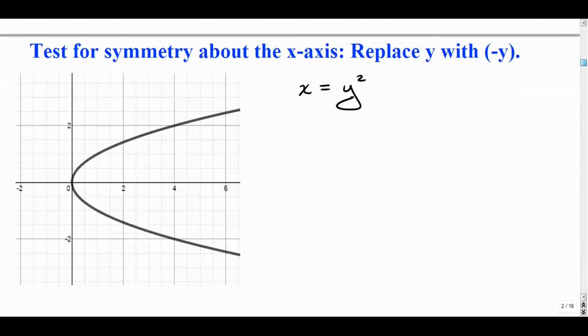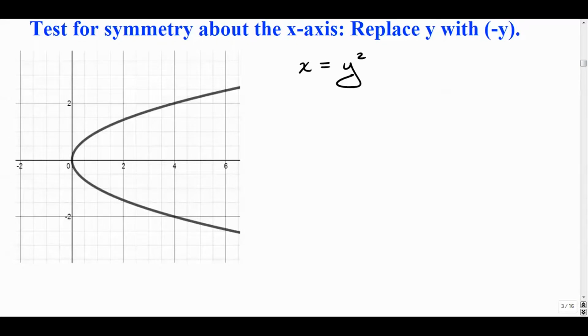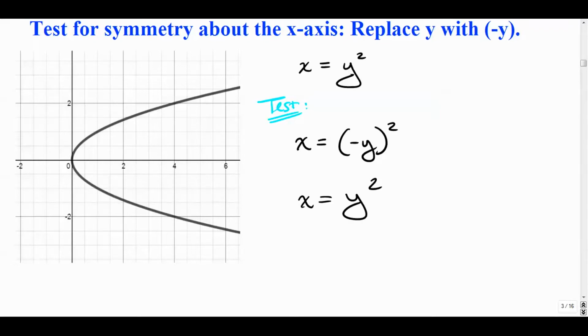So let's try the x-axis symmetry. In this case, you can tell that this is symmetrical about the x-axis. Let's test it though. To test x-axis symmetry, we want to replace all of the y's with negative y's and simplify. And again, we get exactly what we started with. So we just compare those things. If they're the same, then we have x-axis symmetry.